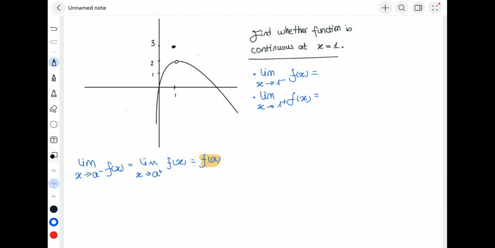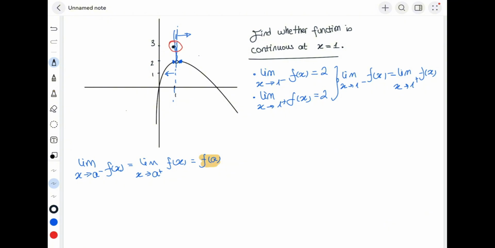Now, the limit as x tends to 1 minus means at 1 from the left side. So our y value is 2. And 1 plus means from the right side. So approximately here, which is 2. The limit as x tends to 1 minus is equal to the limit as x tends to 1 plus. So we might assume at the beginning that yes, it is continuous. But we cannot forget this point here.